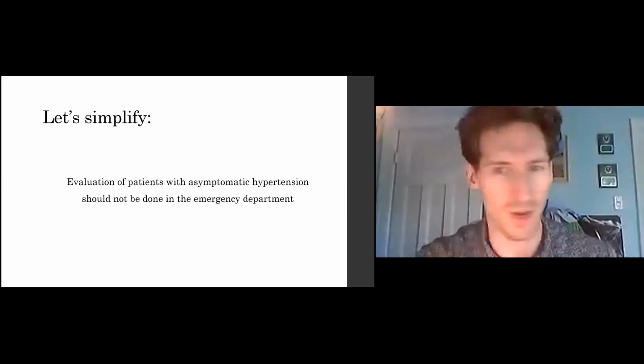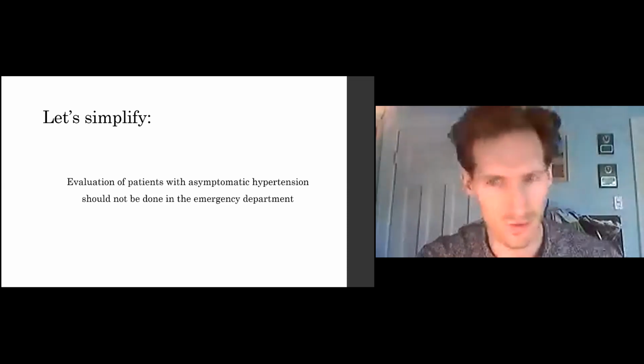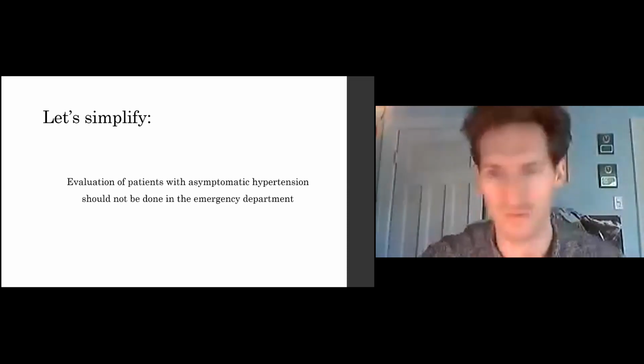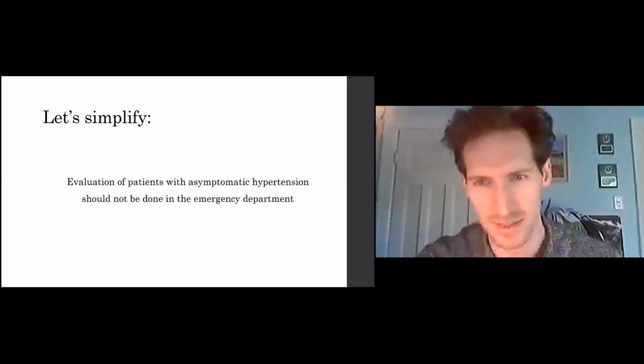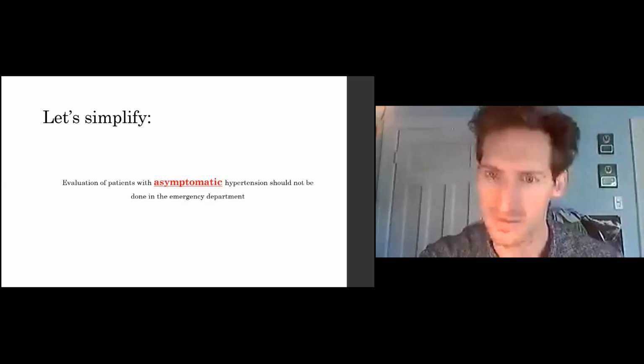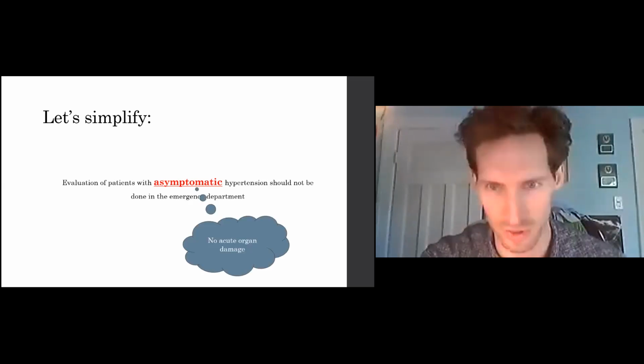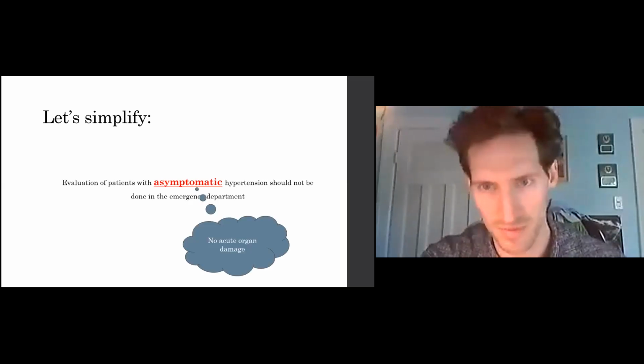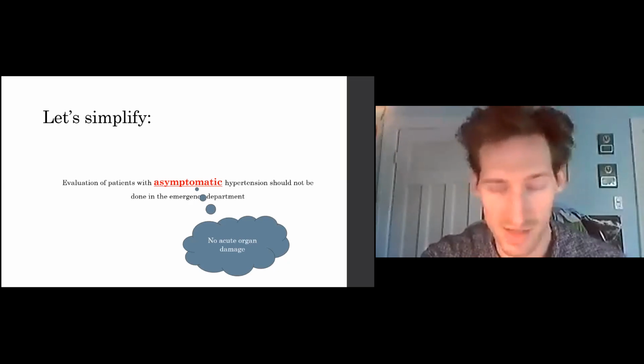But otherwise, hypertension is a chronic process. It doesn't just appear from one day to the next. So asymptomatic really is the key here. And by asymptomatic, we mean that there's no acute organ damage. And that's what the AHA guidelines say, and that's what Rosen says.